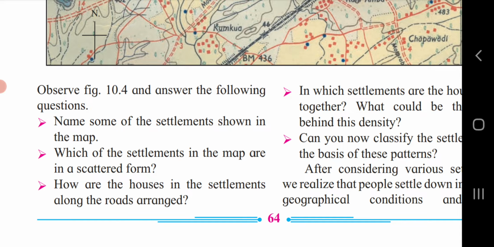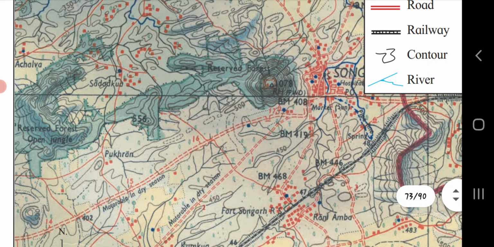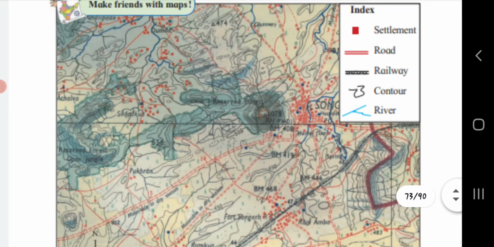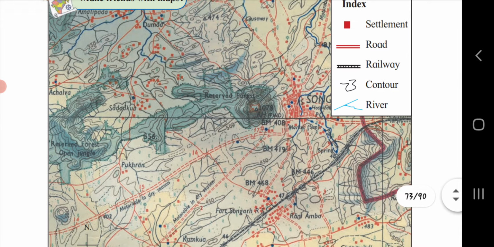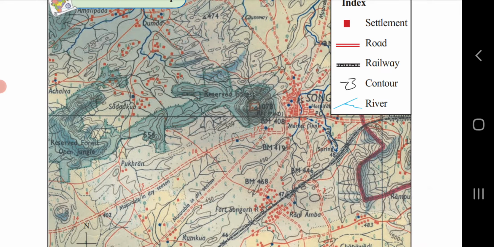Observe 10.4 and answer the following questions. Name some of the settlements shown in the map. If you will see, according to this map, Songad, Amalipada, Damda, Achalwa, Sadaduka, Pokhran, Kumkua, Raniamba, Chappawadi and Rampu are some of the settlements shown in the map.